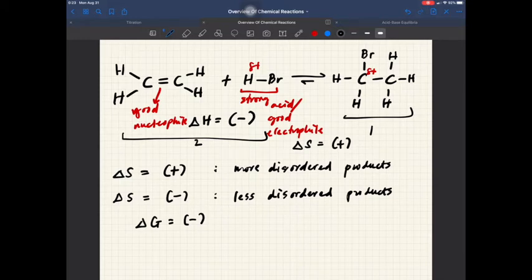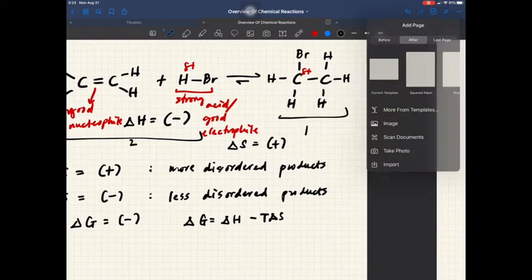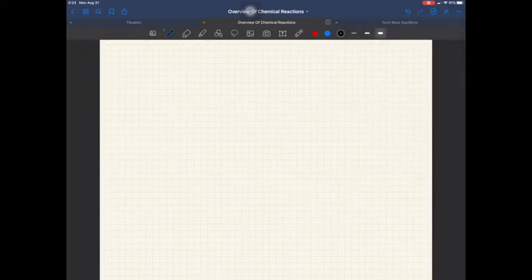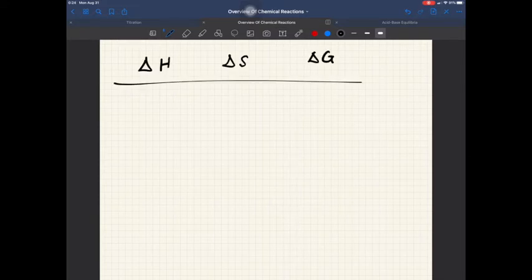And as I've said before, the spontaneity of a reaction is affected by the change in entropy and change in enthalpy. And that is represented by this equation. Delta G is equal to delta H minus T delta S. So what values of delta H and delta S would result in a positive or negative delta G? Looking at the previous equation, delta G is equal to delta H minus T delta S.